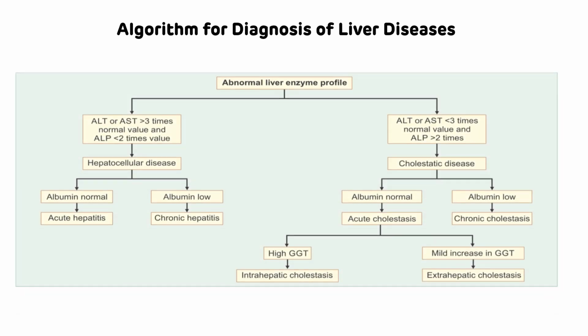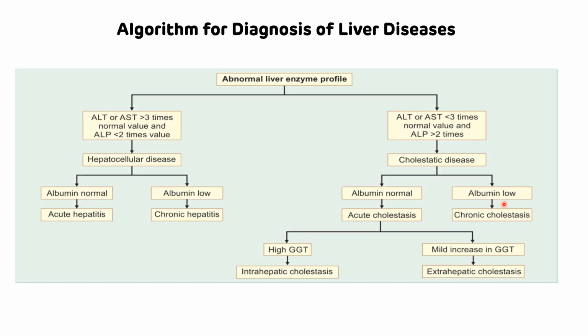Now, the algorithm for the diagnosis of liver diseases. If the ALT or AST is greater than 3 times the normal value and the ALP is less than 2 times the normal value, it is suggestive of hepatocellular disease. And if the albumin level is normal, then it is suggestive of acute hepatitis. And if the albumin level is low, then it is suggestive of chronic hepatitis.